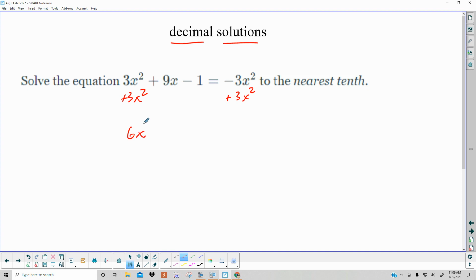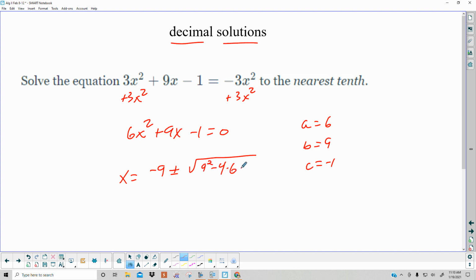So you get 6x squared plus 9x minus 1 is equal to 0. So a is equal to 6, b is equal to 9, c is equal to negative 1. So x is equal to the opposite of b, plus or minus the square root of b squared. B is positive, so I don't need the parentheses. Minus 4 times a times c, all over twice a, which would be 12. So x is equal to negative 9 plus or minus whatever I get in that square root over 12.